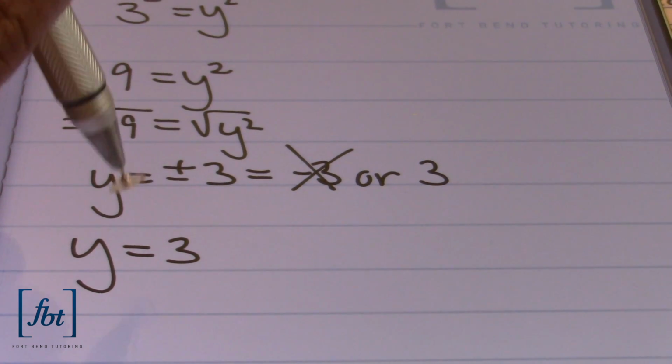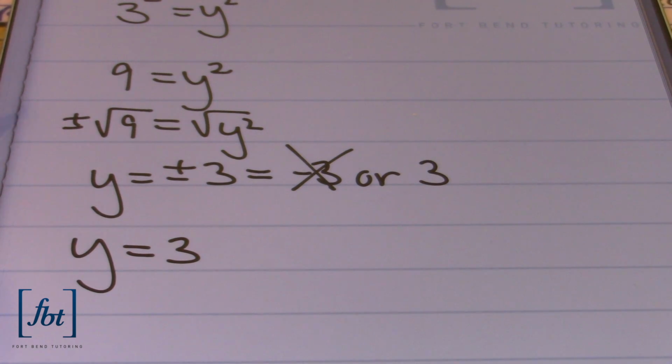So we'll be using the fact that y equals 3 in one of the forms of our original equation. And why do I say in one of the forms of our original equation? Well, it's because I'm lazy. That's why I say that.